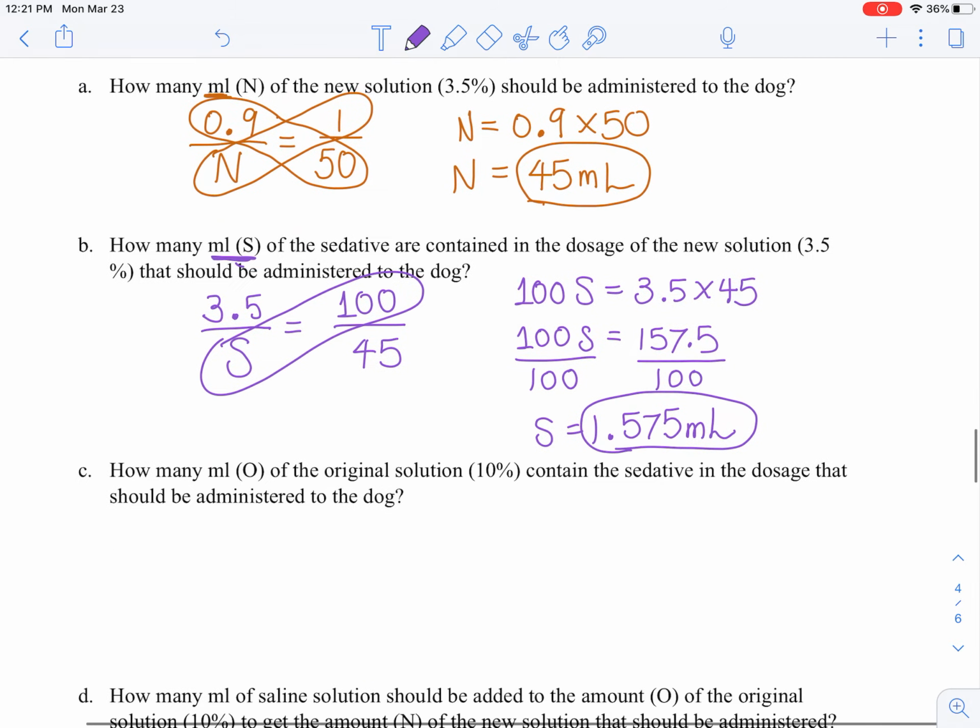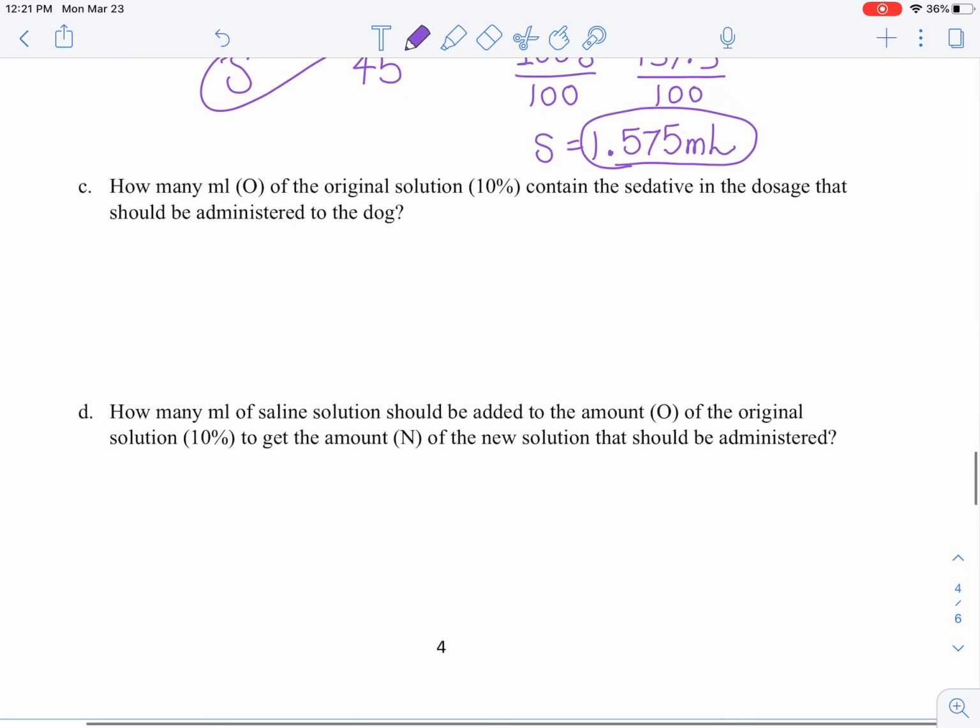Okay, because we found S, now C, how many milliliters? O, okay, the letter this time is O. Of the original solution, 10% contained the sedative in the dosage that should be administered to the dog. I hated using the table because I feel like I'm making this easy by using these proportions without really solving the math problem, but why not? It's given to us, so we'll use it.